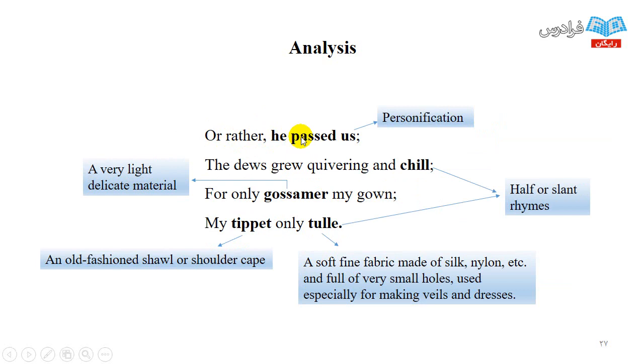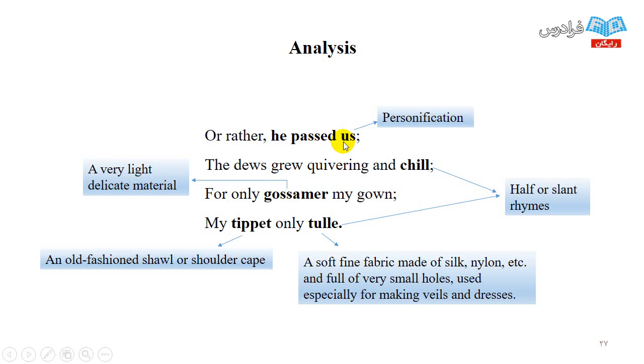Or rather, he passed us. In the first line of this stanza, the rhythm is changed. Instead of 4 feet, there are 3 feet. Or rather, he passed us. As you see, we have 3 iambic feet. As I said, the first line of each stanza has 4 feet in this poem.